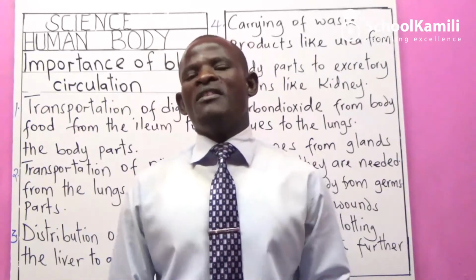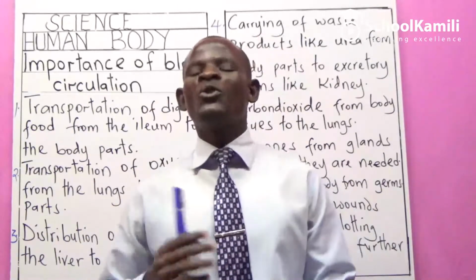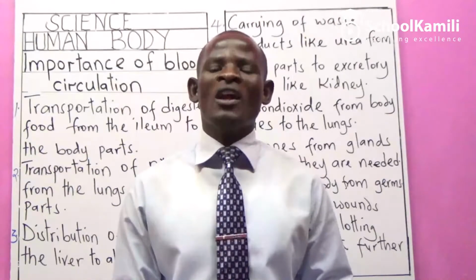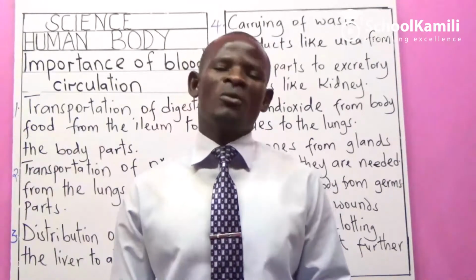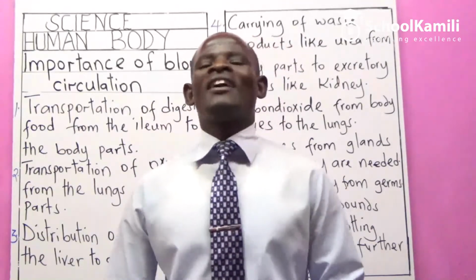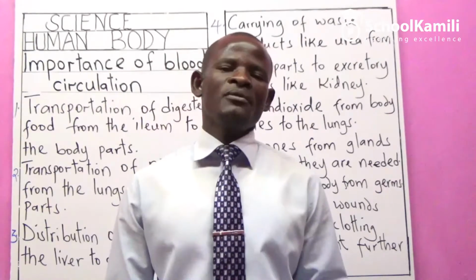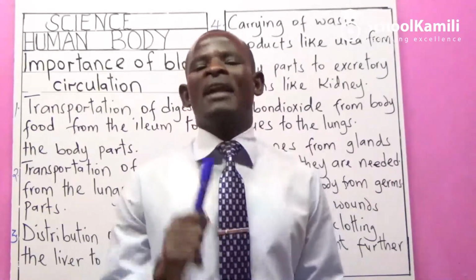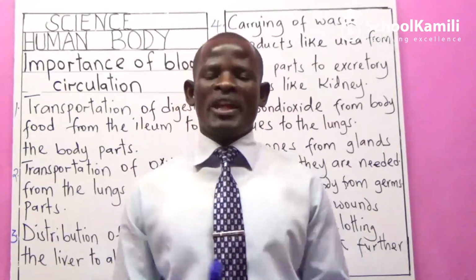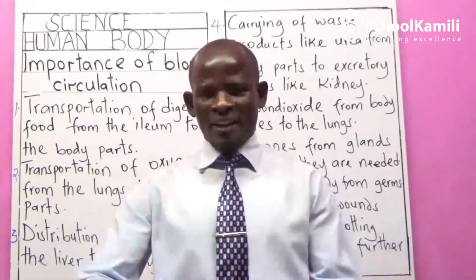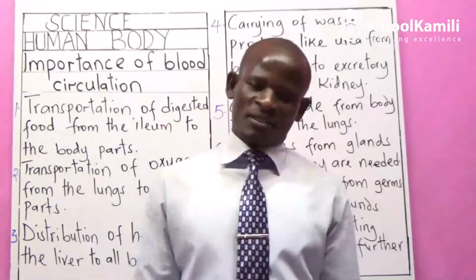We talked about the blood vessels by saying that these are the tubes through which the blood will flow. We talked about the veins, the arteries, the capillaries. Now, why is it that blood from all body parts must be brought back to the heart, be pumped to the lungs, brought back to the heart again, and pumped to all body parts?